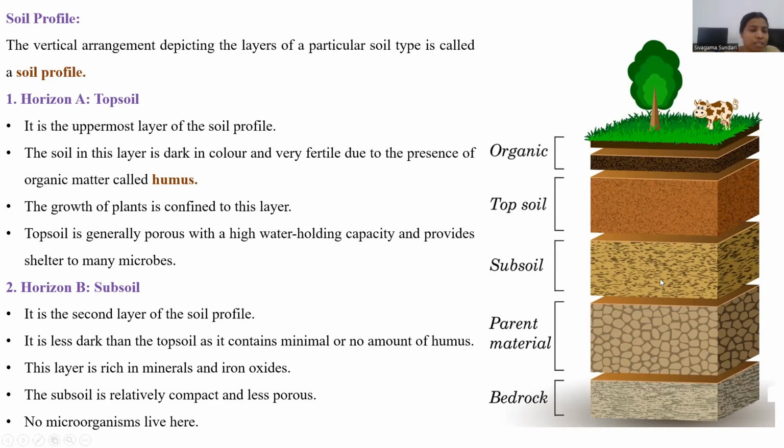The next horizon is horizon B, that is subsoil, the second layer, less dark than the topsoil. It contains minimal or no amount of humus. That's why the color is very pale, very rich in minerals and iron oxide, relatively compact in arrangement and less porous. So water holding capacity is very less. No microorganisms live here in the second layer, horizon B.